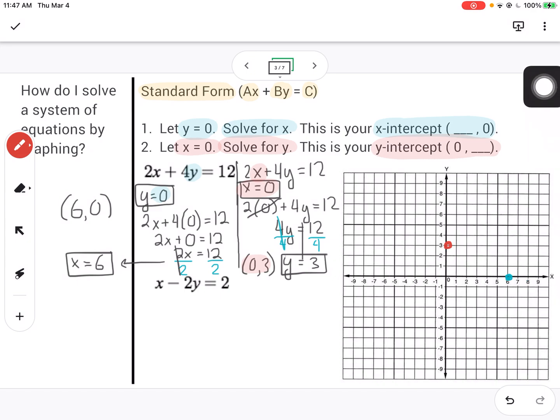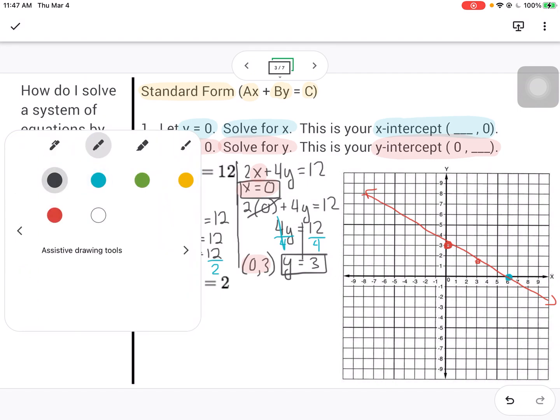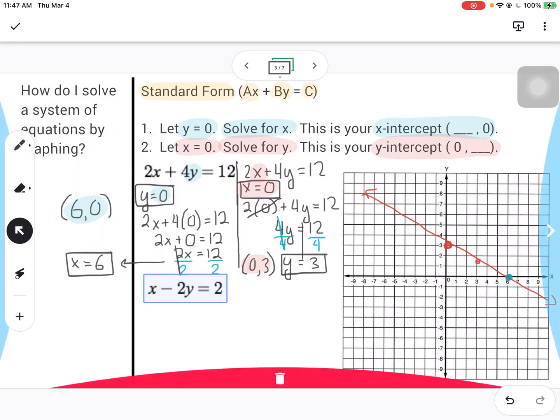It's a lot easier if you have like a ruler or something to draw a line through those points. I'm just gonna do my best. We might have to go back and fix this if we need to be more precise. But that is how we graphed the first one. So we used our two intercepts. We're going to do the same thing for our second equation.